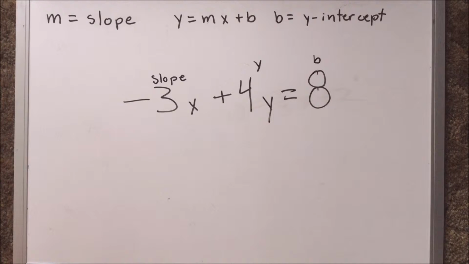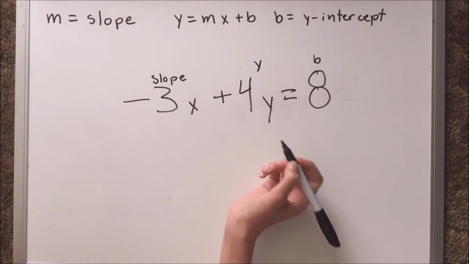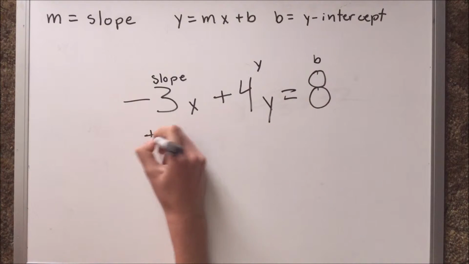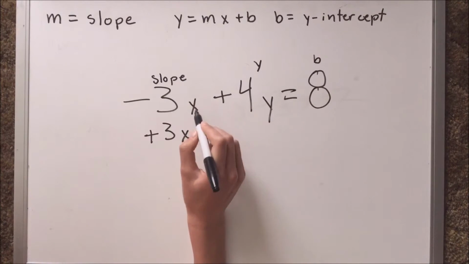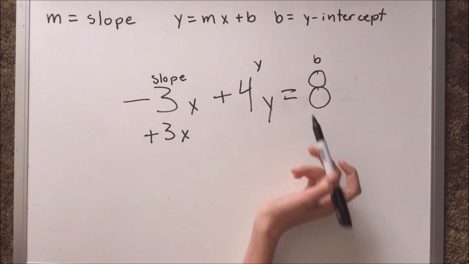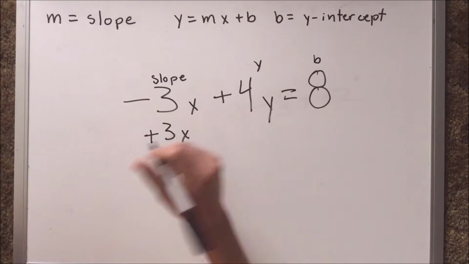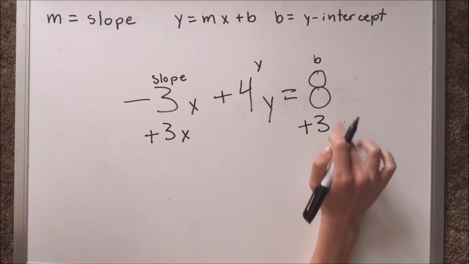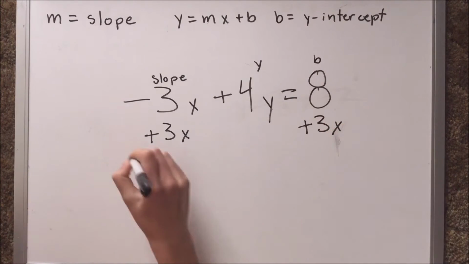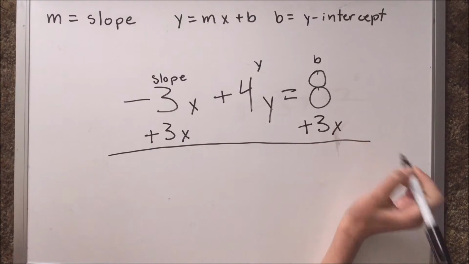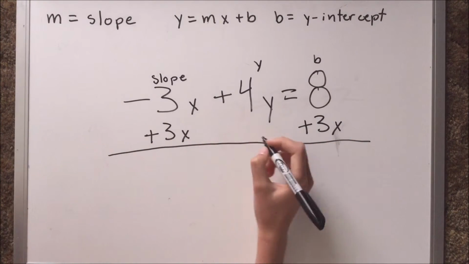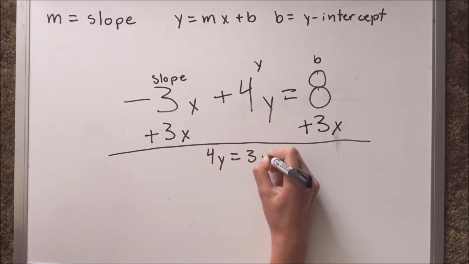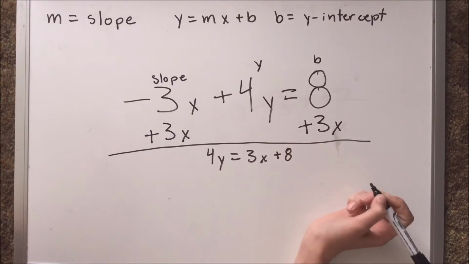So the first thing that we want to do is to move our slope. To do that, we will do the opposite sign of the equation. So we would add 3x. We would add the x because we want the x on the opposite side of the equation too, because that's where it is here. And if we do it on this side, we must do it on this side. So it would be plus 3x. Then we draw a line under it just to help keep our steps separate. And let's rewrite our equation. So we have 4y equals 3x plus 8.